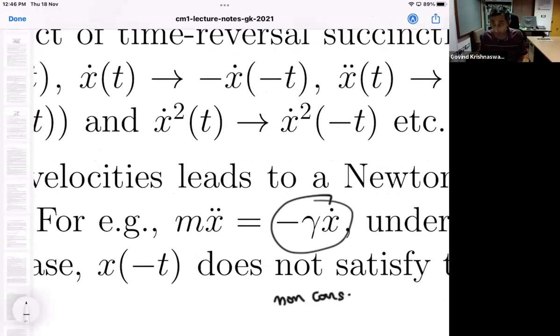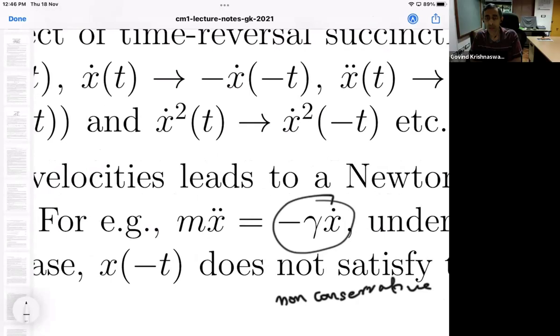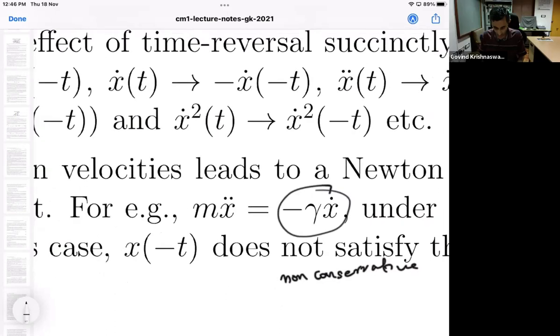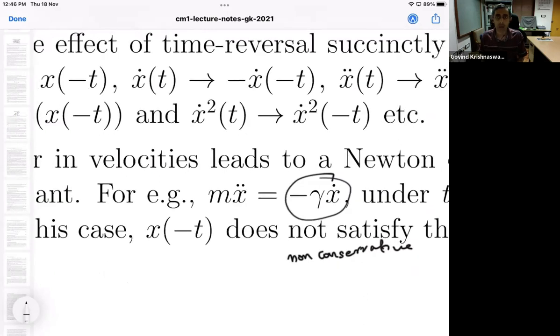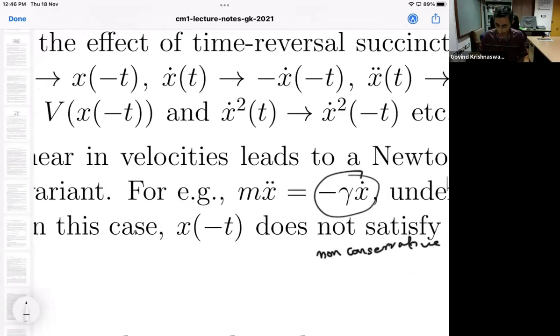Sir, in the case of one-dimensional motion, we can draw a graph, right? With x versus t. Yes, you can. So x of t will represent a solution. When we change t to minus t, can you say how it will be represented in the graph? Oh, okay, sure. We can try to do that.